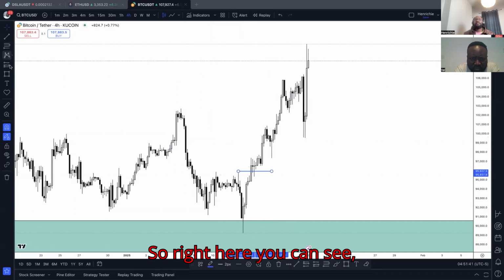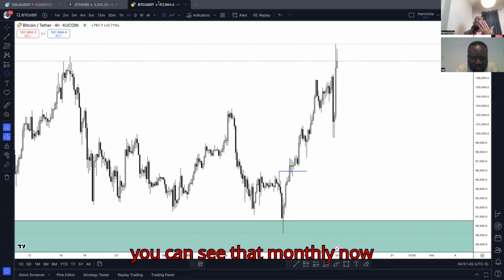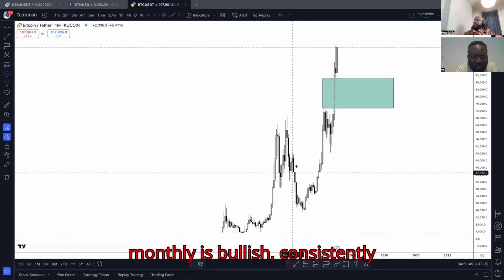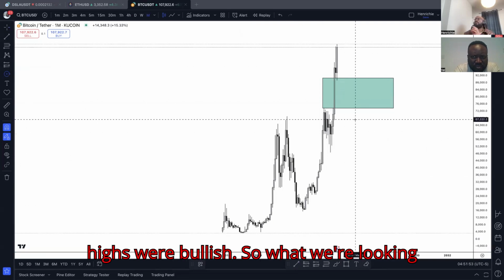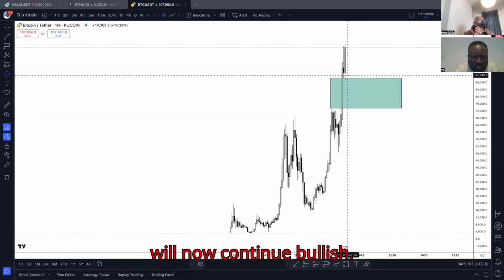So right here, you can see that monthly now, monthly is bullish, consistently creating new highs, all-time high, new highs. We're bullish. So what we're looking for is how the smaller time frame will now continue bullish.